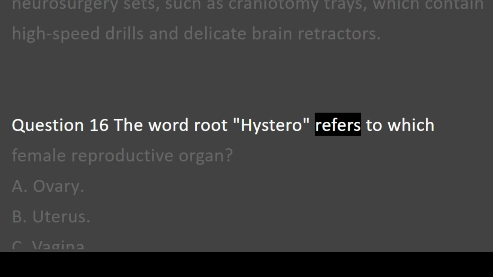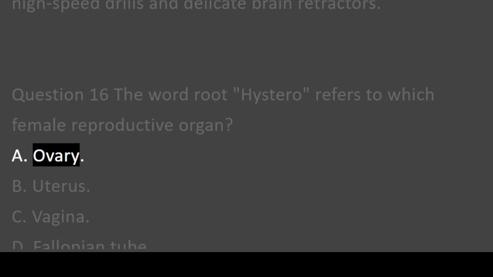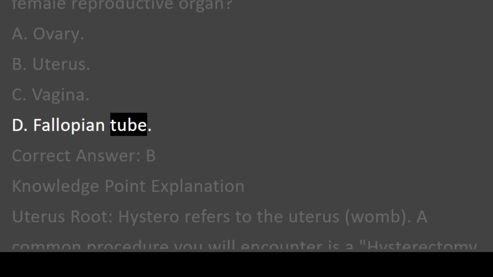Question 16. The word root hystero refers to which female reproductive organ? A. Ovary. B. Uterus. C. Vagina. D. Fallopian tube. Correct answer, B.